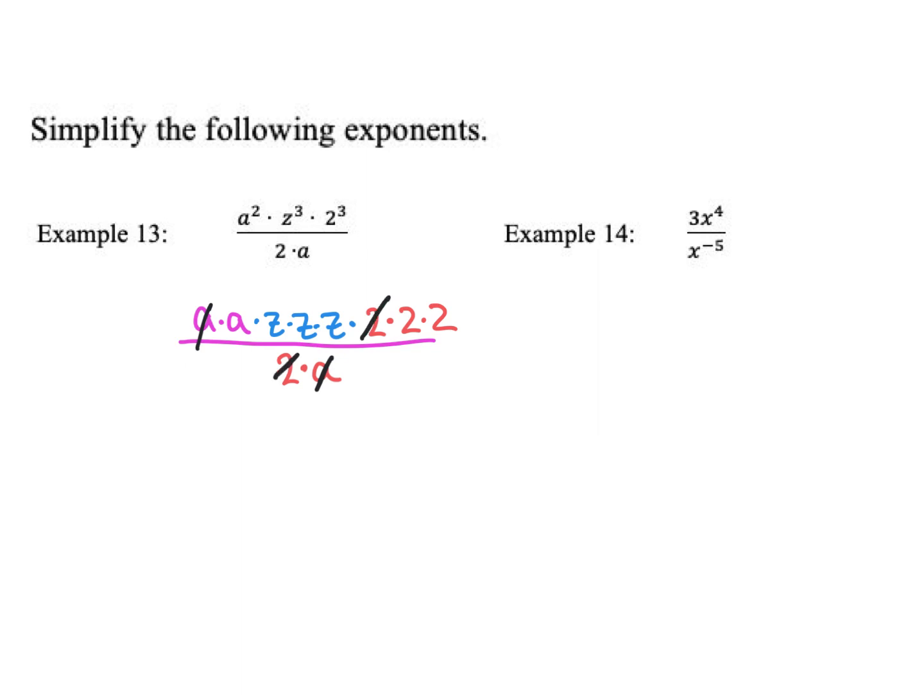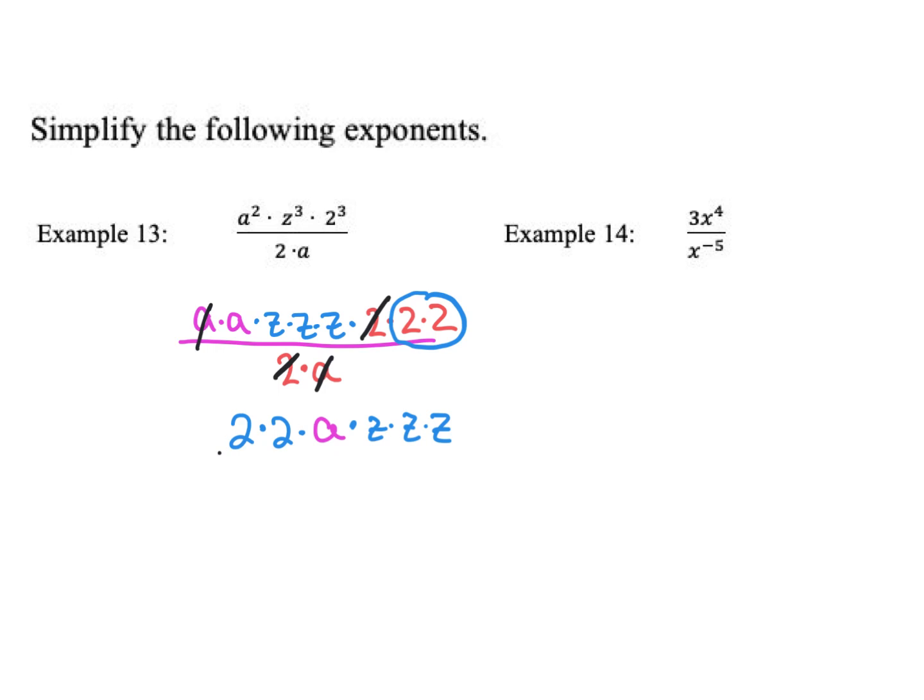Okay, now let's combine things together, make it a little bit prettier. Also, mathematicians like to put the coefficients, or the big numbers, first. So on the front, I have 2 times 2. I still have an a, and then I have z times z times z. Okay, now let's write it with exponents or numbers.